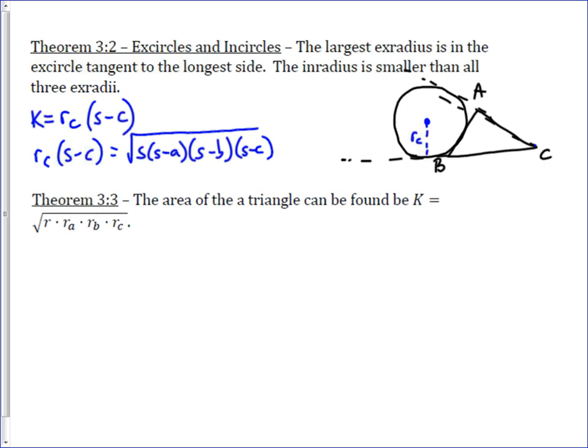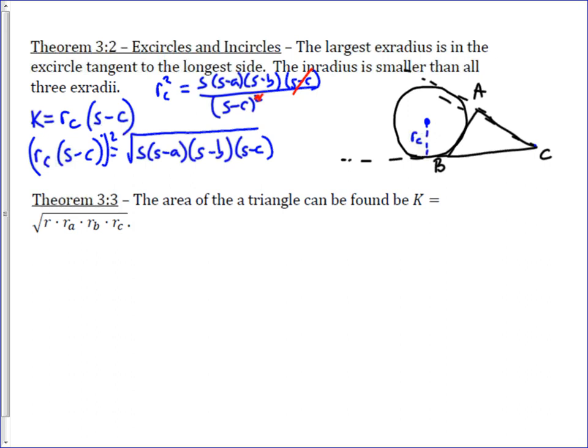If you square both sides, you end up getting that RC squared equals S times S minus A, S minus B, and S minus C, divided by S minus C squared. But we've got one S minus C in the numerator, so we cancel that out and are left with the radius squared equal to S times S minus A times S minus B over S minus C.